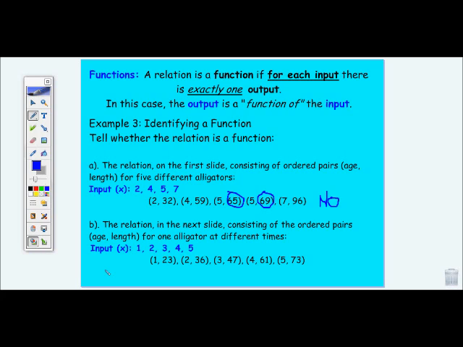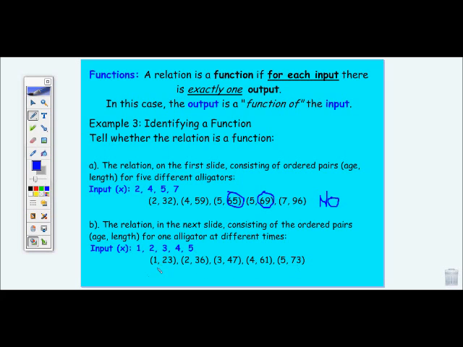Now if we move down to letter B, this one had to do with the alligator at different times of his life. So his ages 1, 2, 3, 4, and 5 are our inputs. At age 1, he was 23. At age 2, he was 36 inches long. At age 3, he grew to 47. At age 4, 61 inches long, and at age 5, 73.